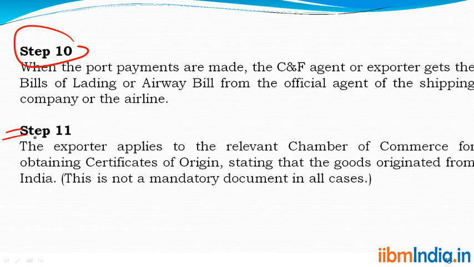Step 11. The exporter applies to the relevant chamber of commerce for obtaining a certificate of origin, stating that goods originated from India. This is not a mandatory document in all cases. I have already told you, the certificate of origin is not compulsory for all goods and all countries. Suppose a certificate of origin is required for any goods and services for any country, then the exporter has to apply to the relevant chamber of commerce for obtaining this certificate. The certificate of origin states that the goods originated from India.